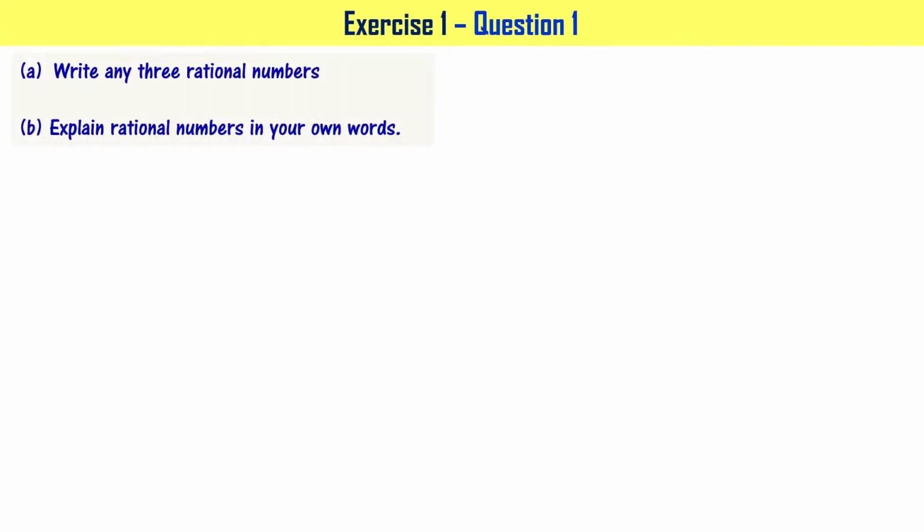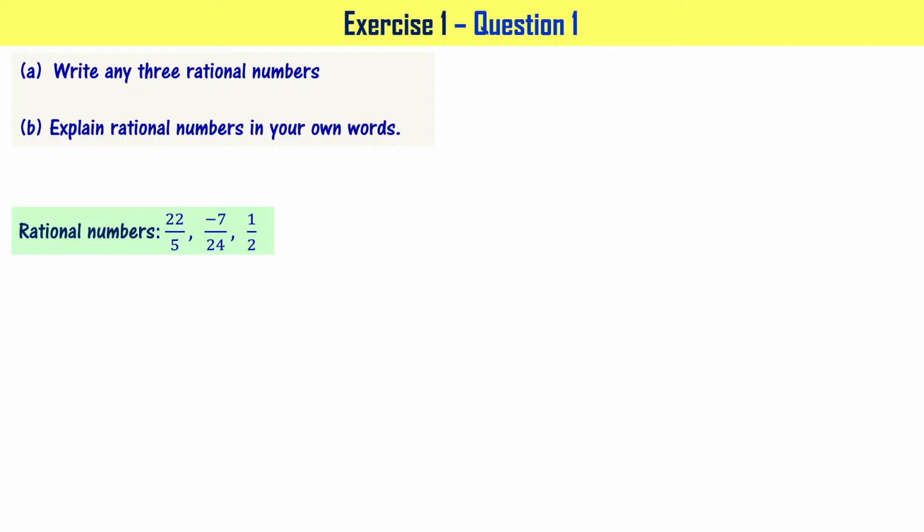Question number 1. Write any 3 rational numbers, and part B is explain rational numbers in your own words. To answer the first part of the question, let me write rational numbers 22 by 5, minus 7 by 24 and 1 by 2. Right? We have written 3 rational numbers.